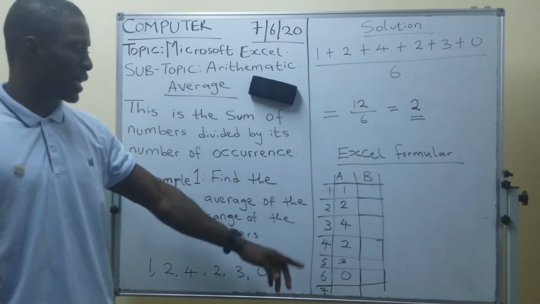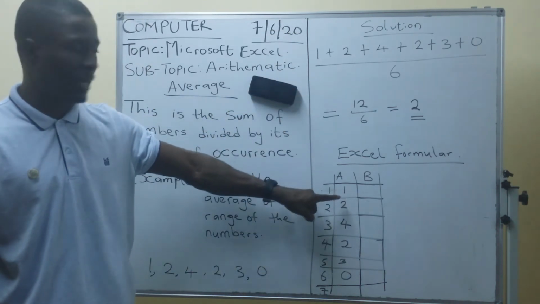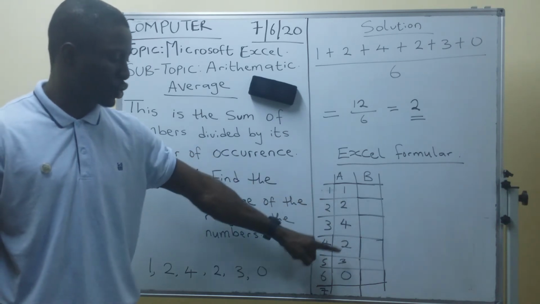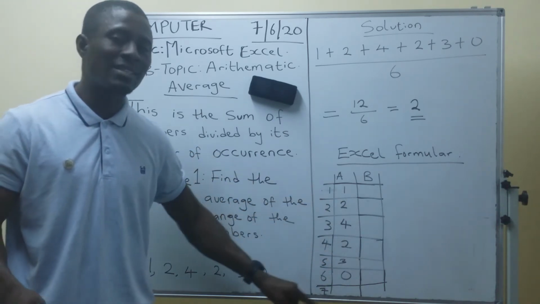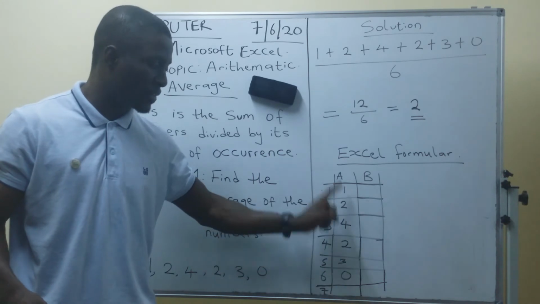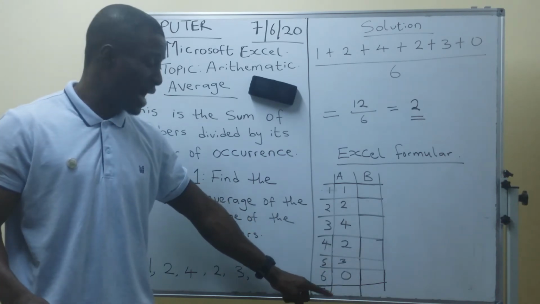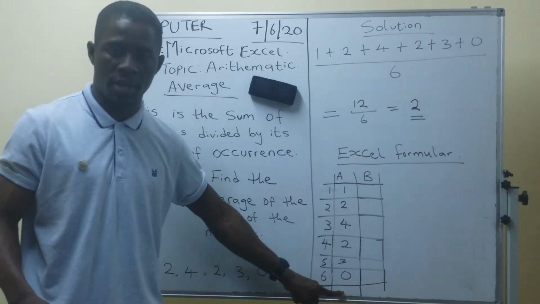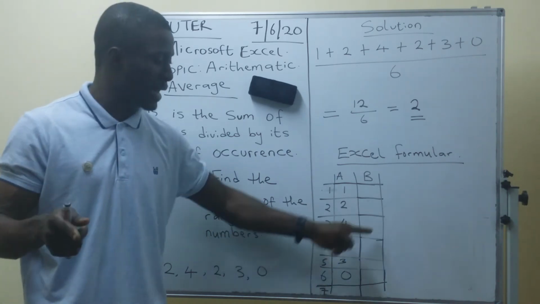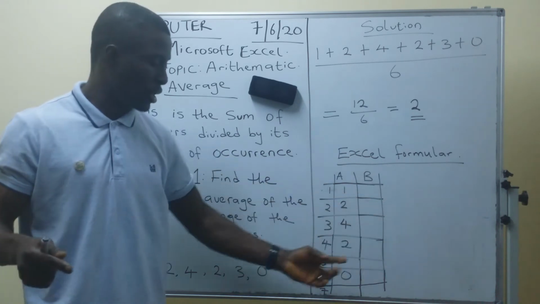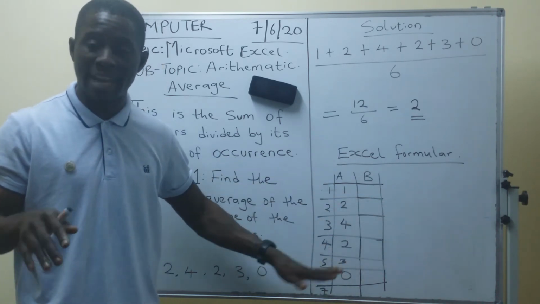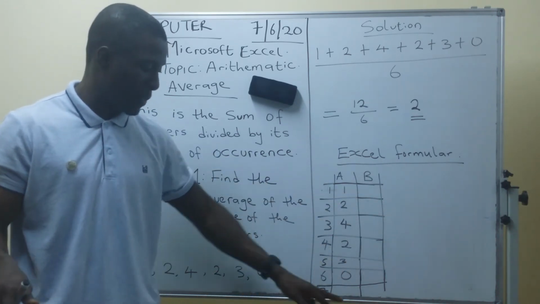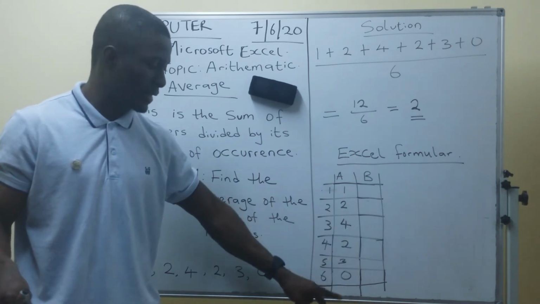So the numbers we are talking about, we have the range of these numbers 1, 2, 4, 2, 3, 0. What is the average of this range of these numbers? To find the average, you click here and write your formula here. Let it be here. Though it's not a must, you can click on any other cells. But you don't click where there is value. You click on empty cells, okay? But this time, I prefer you to click here and let the answer be here.